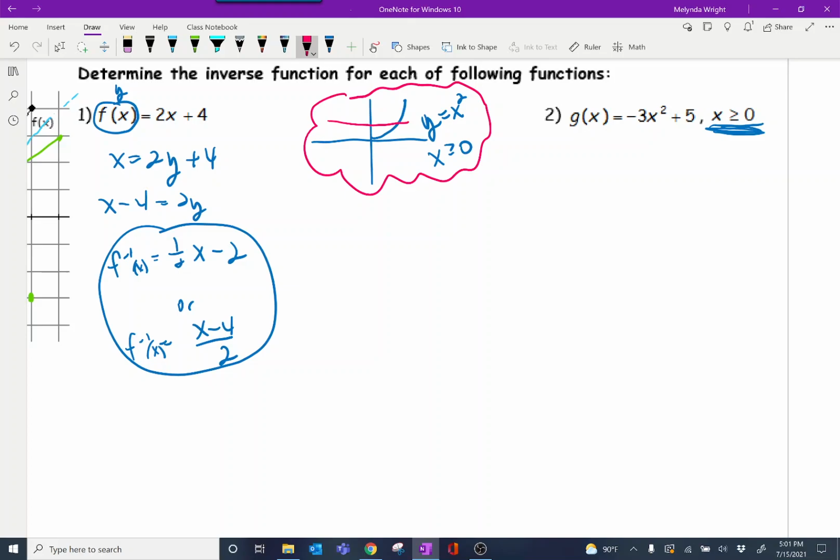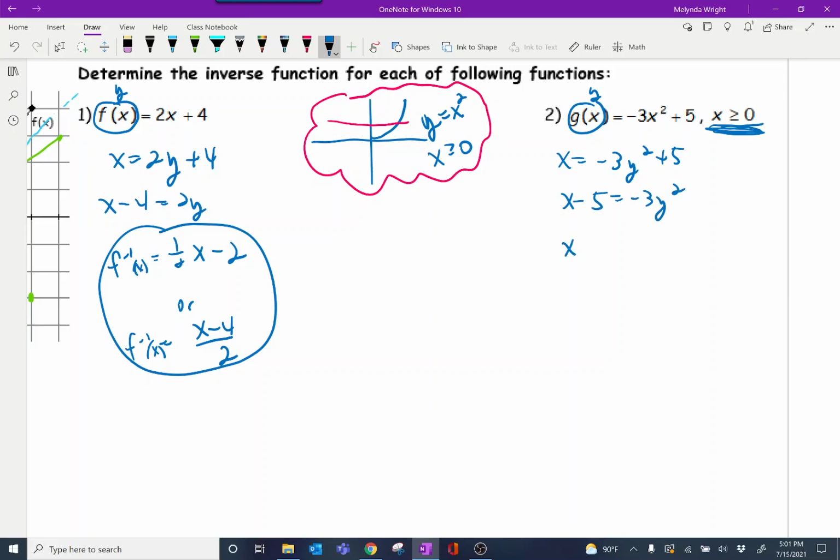Okay, so great. We've got that. That looks good. We don't have to worry about restricting it. They did that for us. So let's just go through the procedure. Remember that this is the y. We're going to switch the x and the y, so I have x equals negative 3y squared plus 5. Now my job is to solve for y, so I move the 5 over.